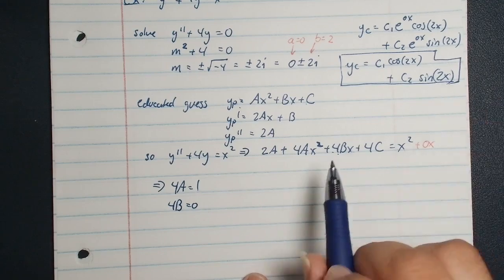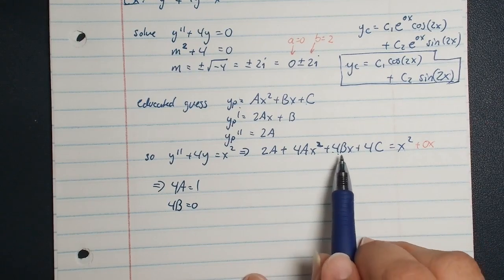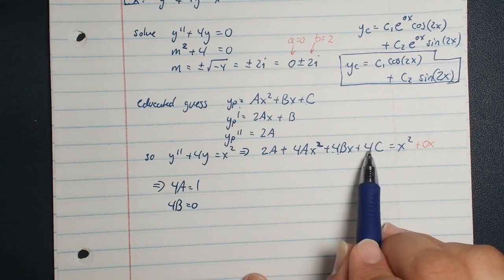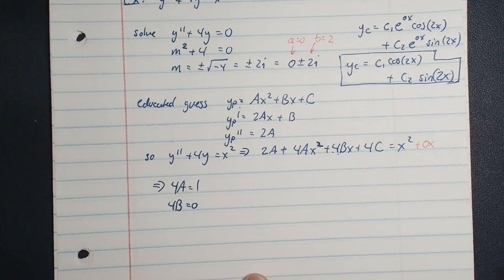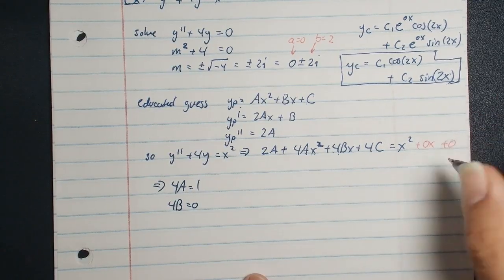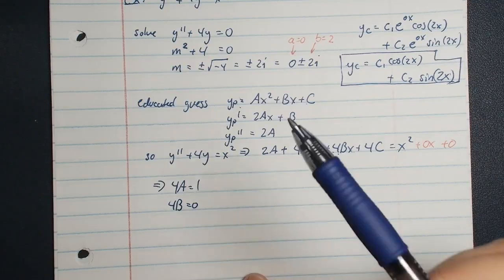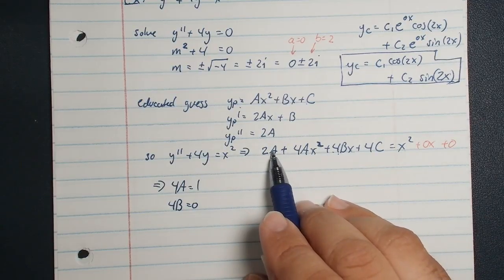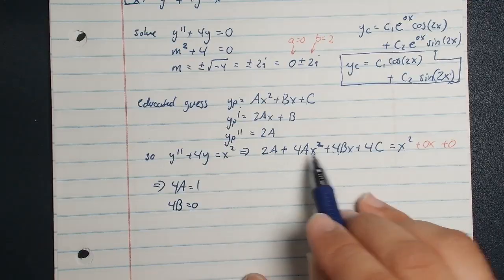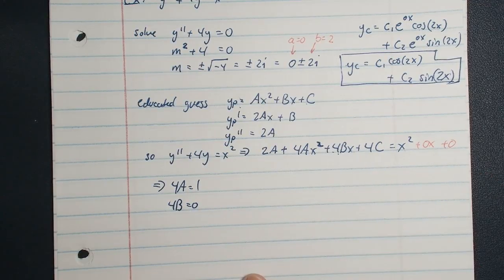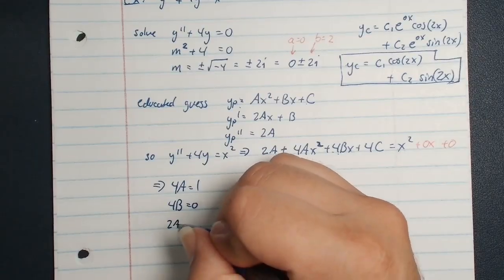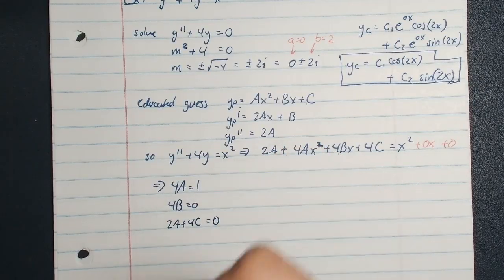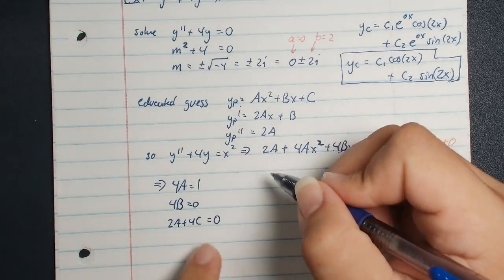And finally, my constants, the ones that don't have any x's, that's 2a and 4c. Now over here I don't have any constants, so I guess you can just say that constant is 0. So that means that the 2a combined with the 4c must equal 0. Okay, so 2a plus 4c equals 0. There we go, we have a nice little system.